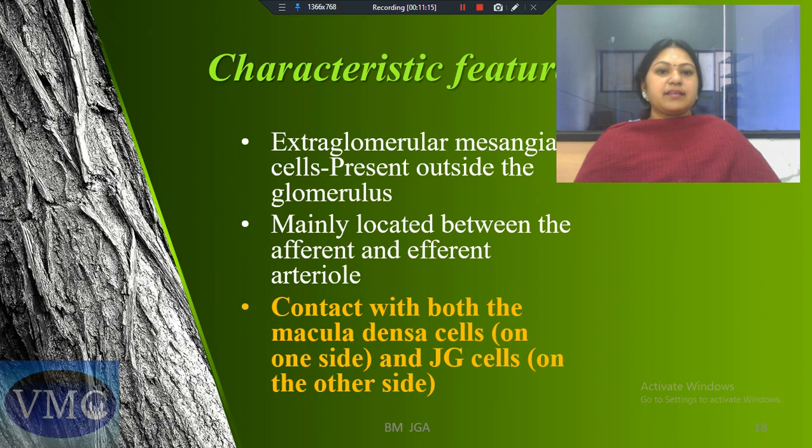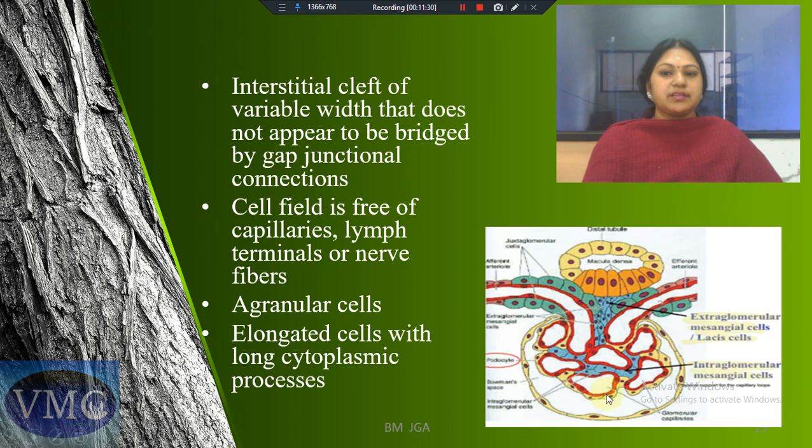So what are the characteristic features? They are called extraglomerular mesangial cells, present outside the glomerulus, mainly located between the afferent and the efferent arteriole. They are in contact with both the macula densa and the juxtaglomerular cells. Here you can see these are the cells. The macula densa is in contact with your juxtaglomerular cells, but these mesangial cells are in contact with the macula densa as well as your juxtaglomerular cells.